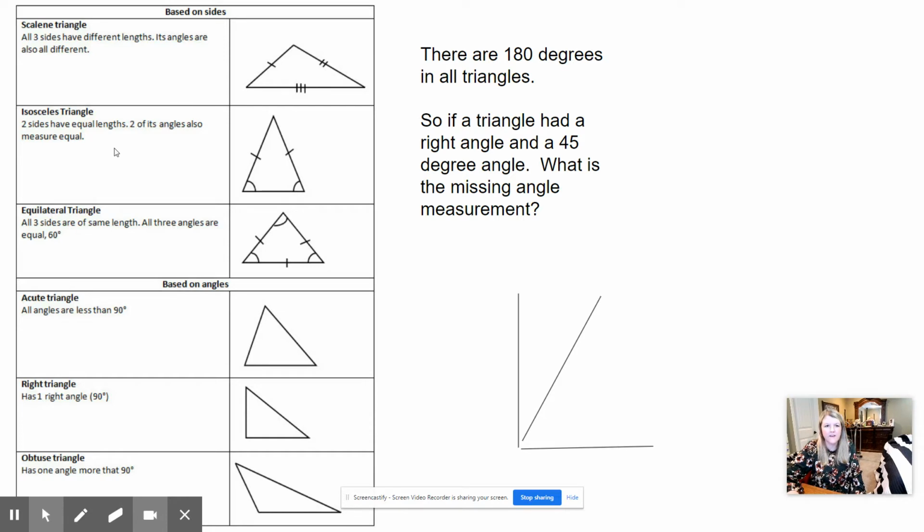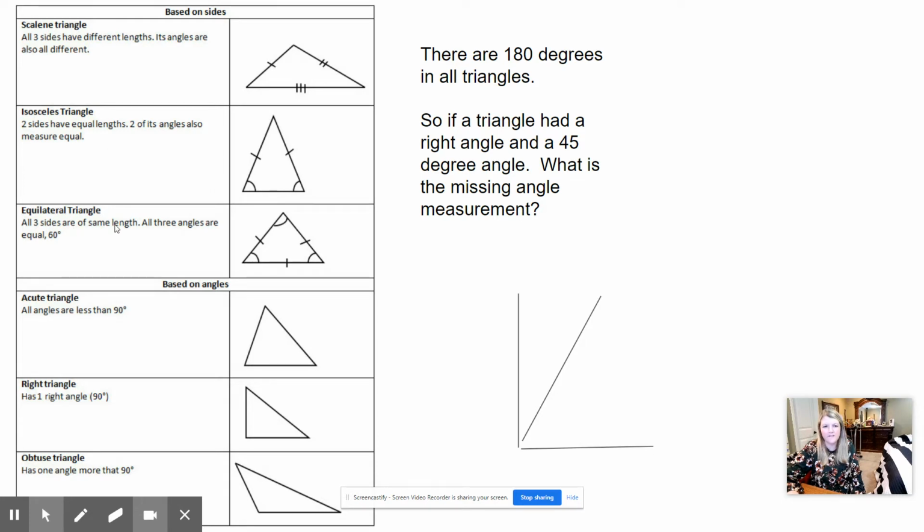Now if two of the sides have equal lengths, then two of its angles are also going to have an equal measure, and this is called an isosceles triangle. You can kind of think about it: it sounds like eyes, and since we have two eyes, if two sides are equal, then it's an isosceles triangle. Then we have an equilateral triangle.